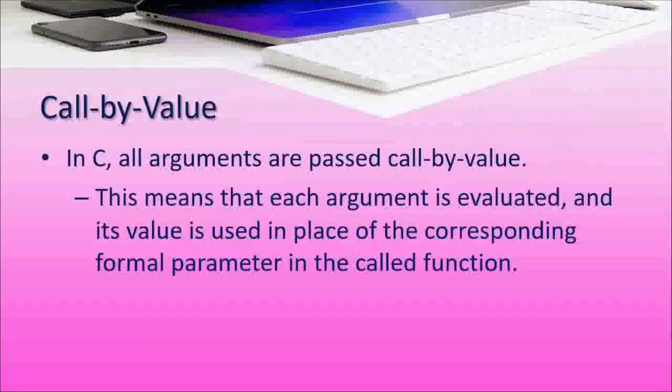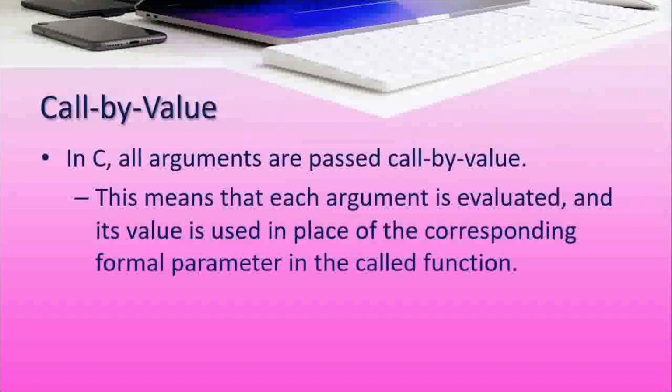But in call by value, what actually happens is that a copy of the original variable is created within the function which is being called. So that is call by value. In C, all the arguments are passed by value, that is, if the values are directly passed, then it is known as call by value.